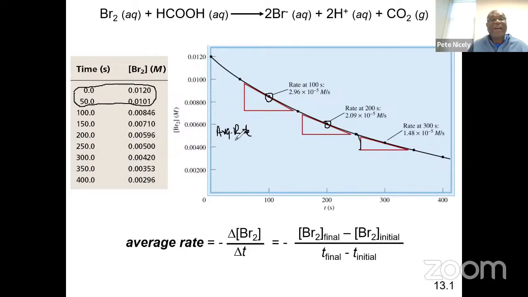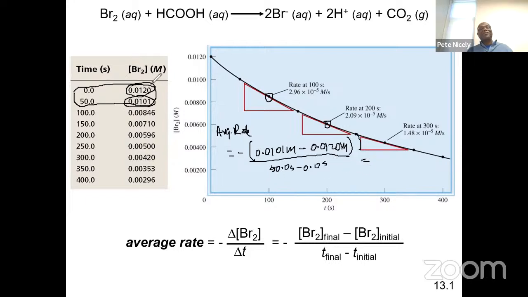All right, so the average rate would be equal to, this would be the final, put the minus sign first, and then I'm going to put 0.0101 m minus the initial value, which is 0.0120 m, and then I would divide that by the change in time. The change in time would be 50.0 seconds minus 0.0 seconds. And then whatever that works out to be, that would be the average rate over the first 50 seconds of the reaction, all right? So that's basically how you calculate the average rate.